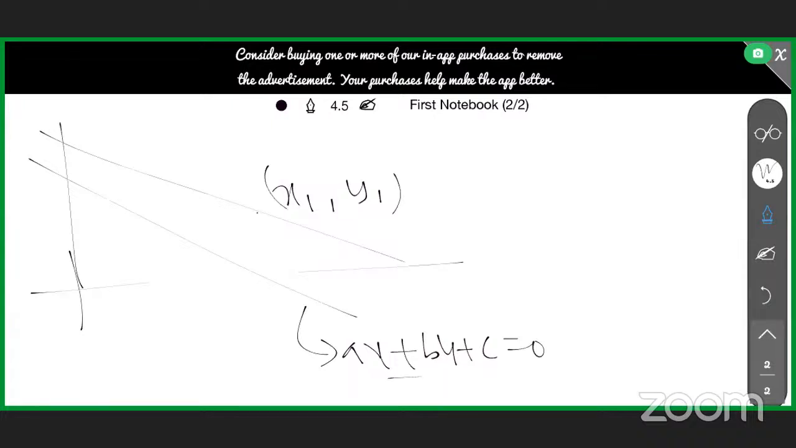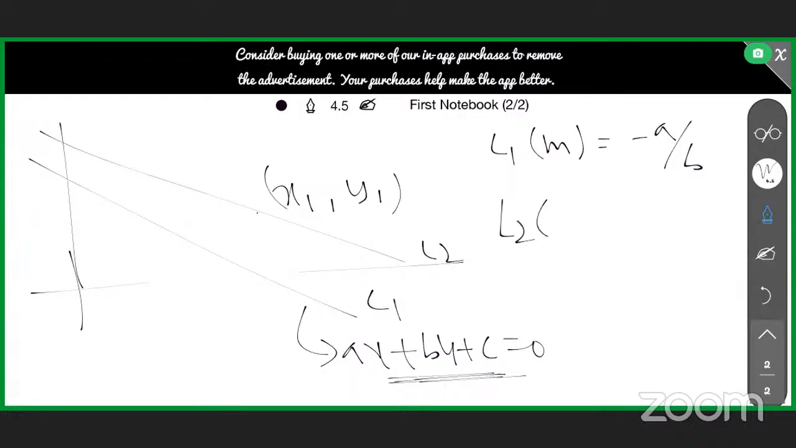Now we'll find the slope of this line. Let us take these as L1 and L2. Slope of L1 is equal to minus a by b. Slope of L2 is equal to minus a by b. These two lines are parallel. What is the condition for parallel lines? The slopes are the same, minus a by b.